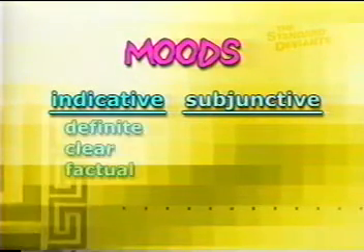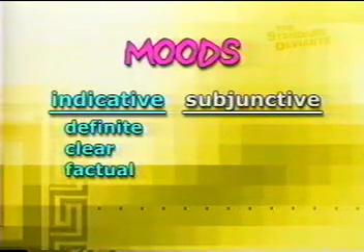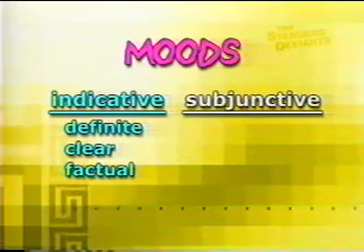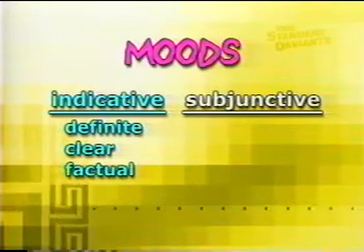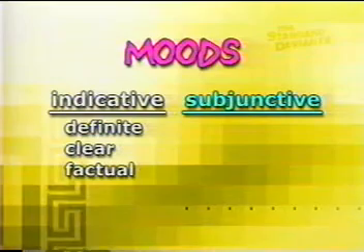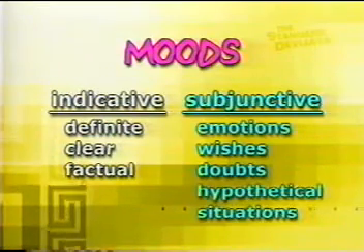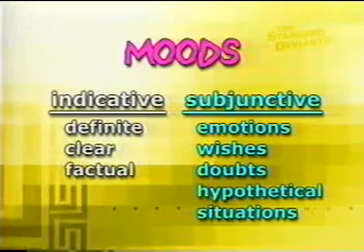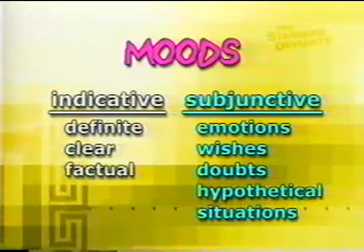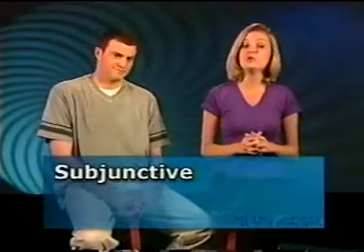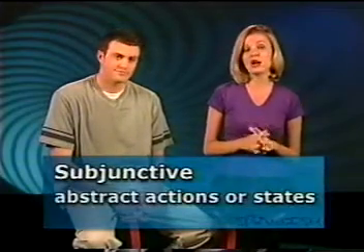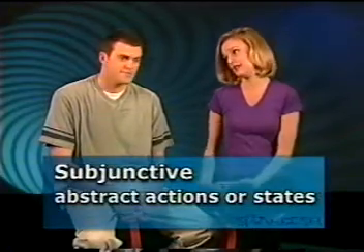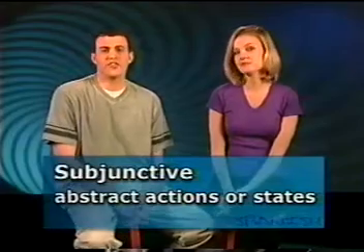The indicative mood is used to express things that are definite, clear, and factual. So far, just about everything we've covered has been indicative. The subjunctive is used to express things that are more subjective, things like emotions, wishes, doubts, and hypothetical situations. So the subjunctive is a mood used primarily to express abstract or conceptualized actions or states. In other words, the subjunctive is another thing you do to verbs in certain situations.